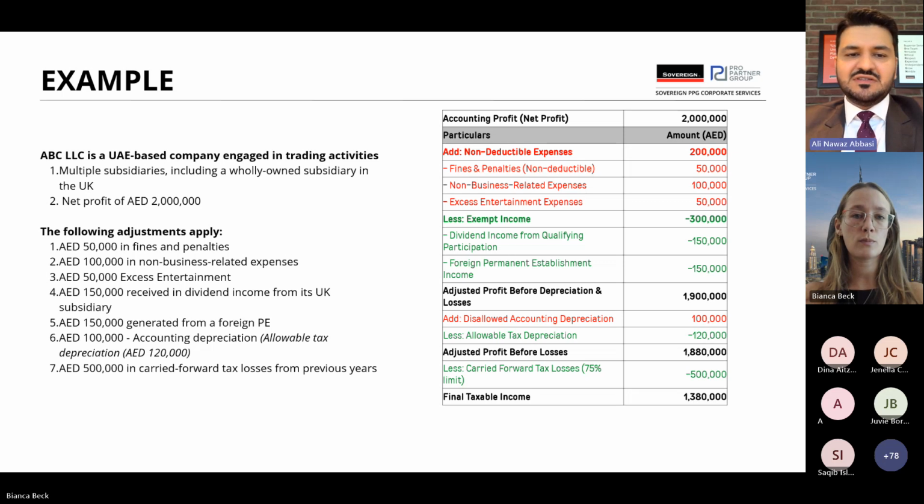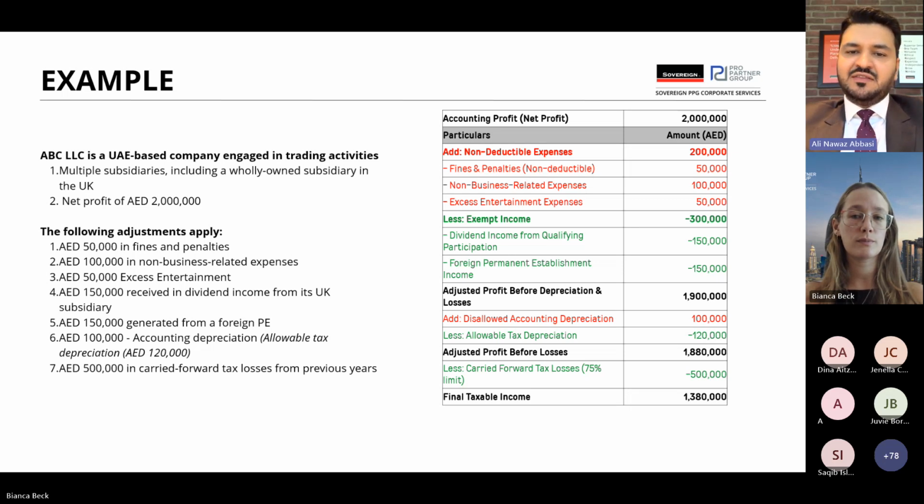Okay, so this is an example of the calculation. We have a UAE-based company engaged in trading activities. They have multiple subsidiaries, including a wholly owned subsidiary in the UK. They have generated a net profit of 2 million dirhams. This net profit is the starting point for us.